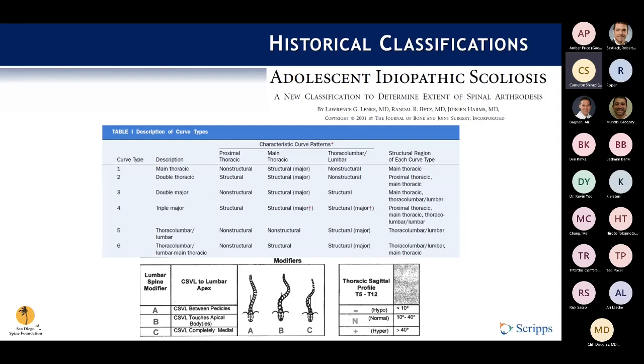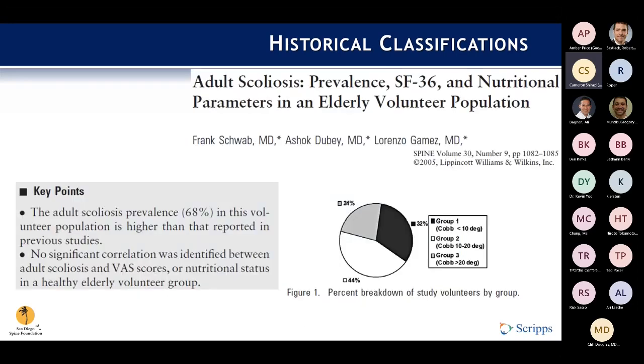It had a kappa value of 0.92 among researchers and 0.893 to 0.970 with the 7 reviewers who were selected randomly from within SRS, and it also has some criticisms, in that there were 42 different curve patterns once all the modifiers were applied. So, debates there. So now moving more towards adult scoliosis.